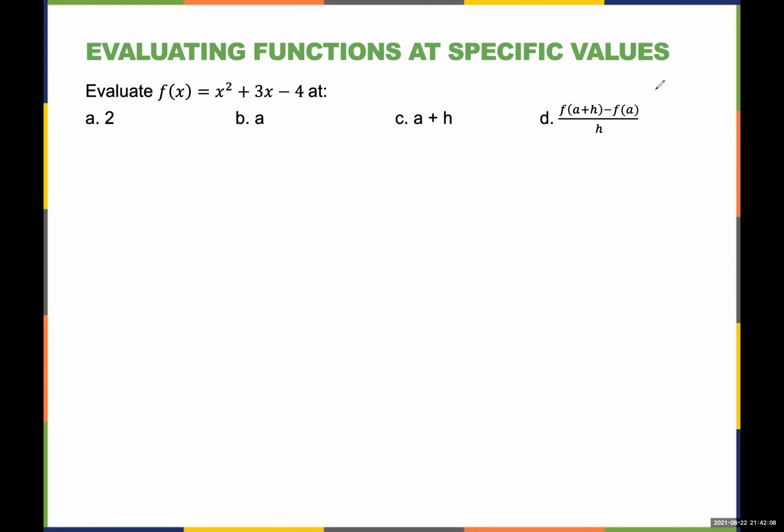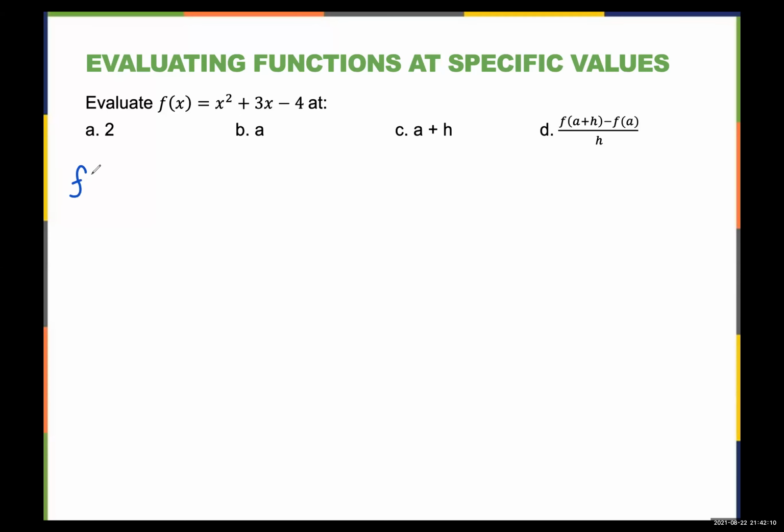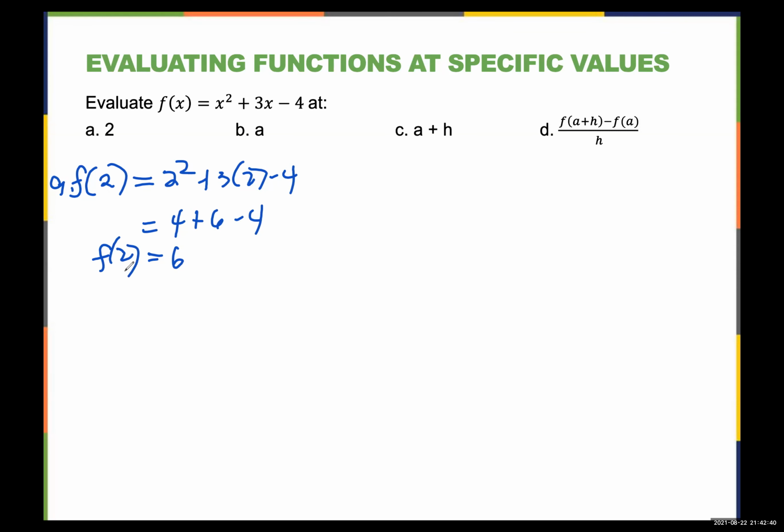So for letter A, substitute the x, so that is f of 2. So 2 squared plus 3 times 2 minus 4. And 2 squared is 4, 3 times 2 is 6, minus 4. 4 plus 6 minus 4 is equal to 6. So f of 2 is equal to 6.